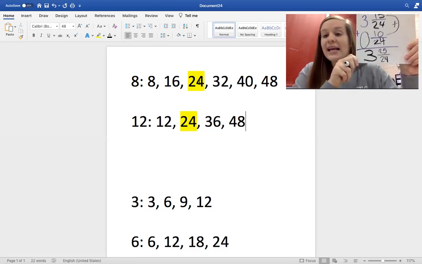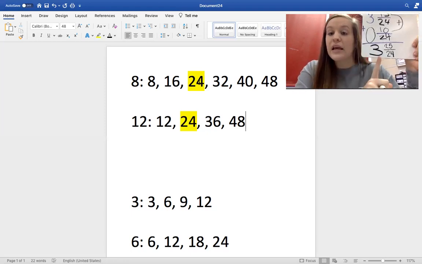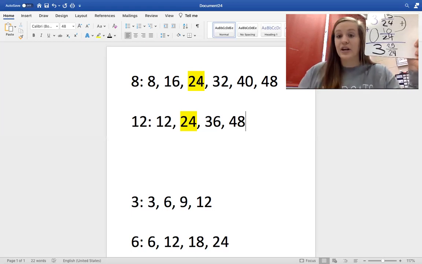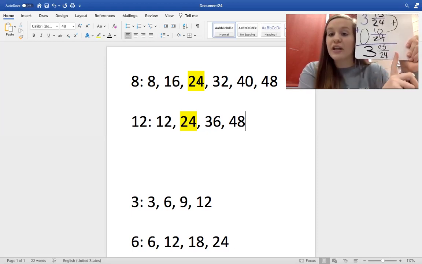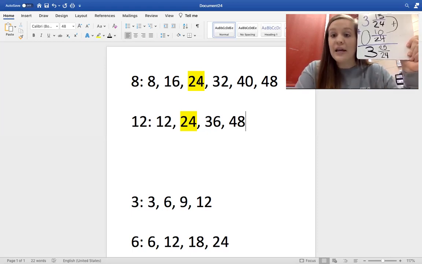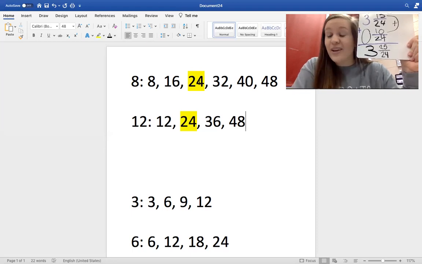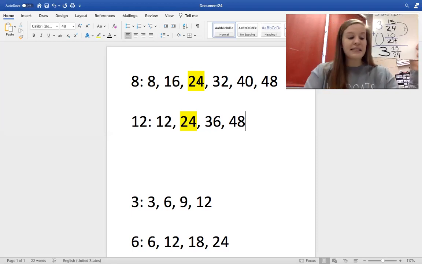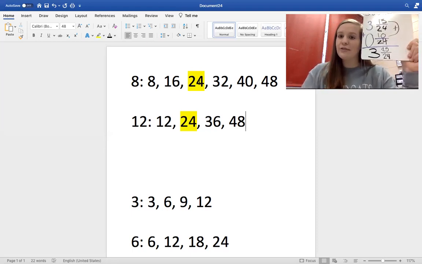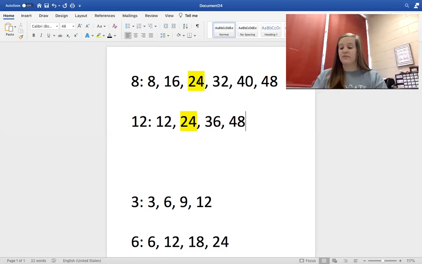But remember, our answer has to be in simplest form. So even though we may think our answer is 3 and 25 over 24, our numerator is bigger than our denominator. So we have got to fix that, right? Your numerator can't be bigger than your denominator. If you remember a couple lessons ago, we showed how to change that. So how do we change that? We divide. 25 is our dividend and 24 is our divisor.